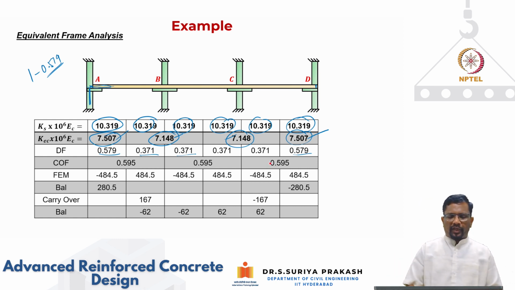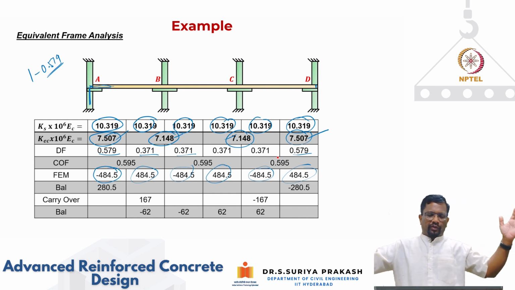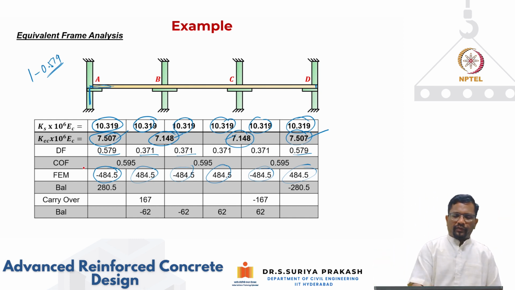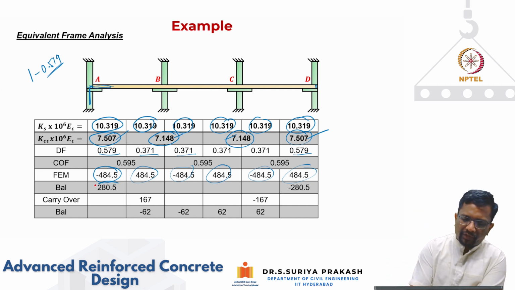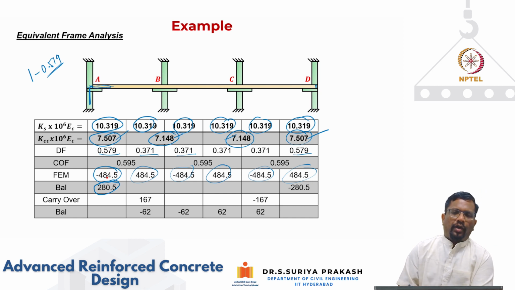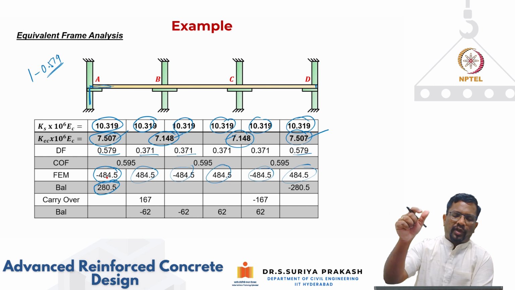And for all the spans, now we got the fixed end moments negative, positive, negative, positive, negative, positive, because it is negative WL square by 12 and positive WL square by 12, right? So like that, we got these values, 484.5. Now we have to basically balance all the joints, right? Now, why is it that I'm balancing only with 280? How do you balance? Fixed end moment has to be balanced, so I have to apply an equal and opposite moment.